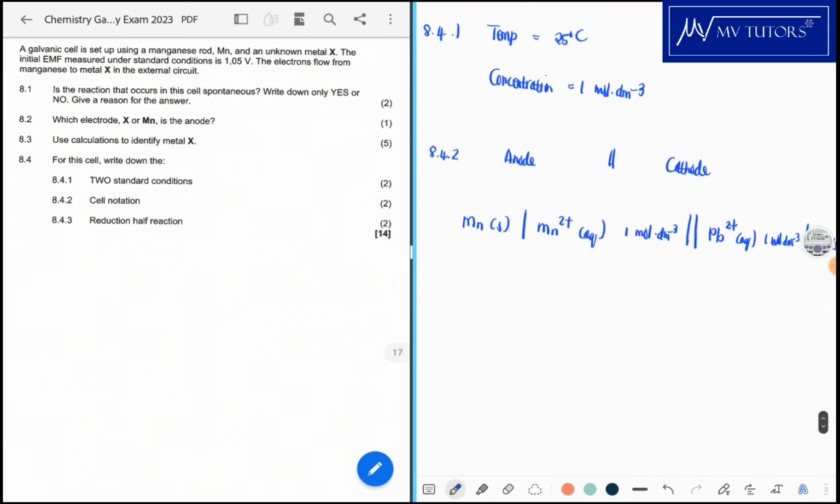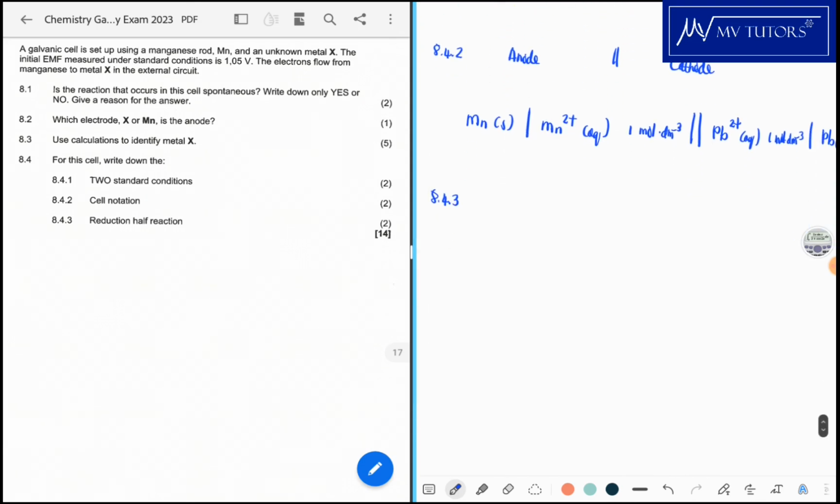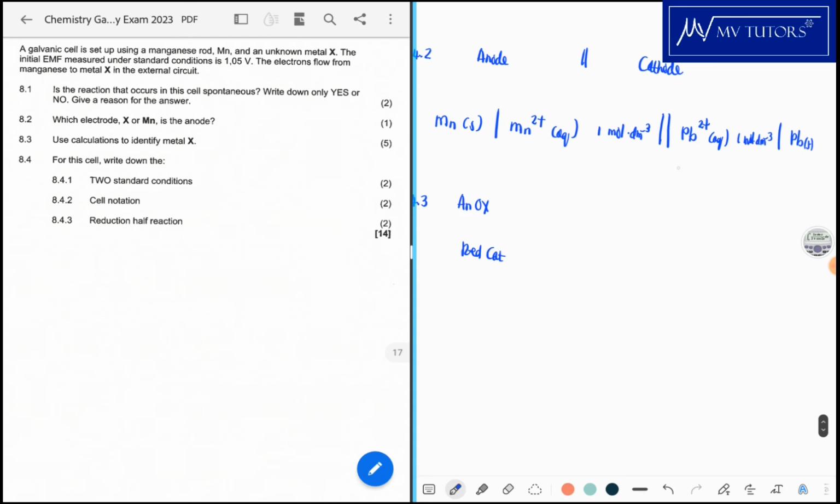And then lastly, 8.4.3, it says write down the reduction half reaction. Remember, at the anode, that is where oxidation occurs, and then at the cathode, that is where reduction occurs. So reduction occurs at the cathode. So we are basically focused then on what's happening at the cathode, all right.